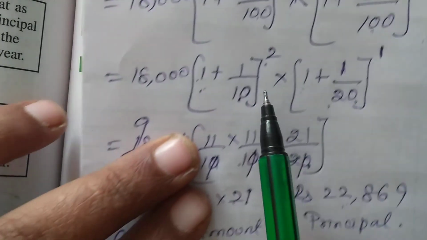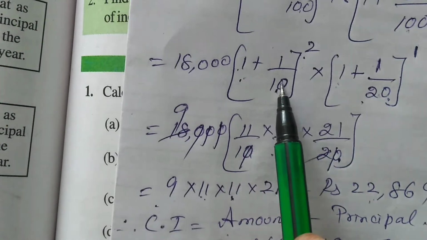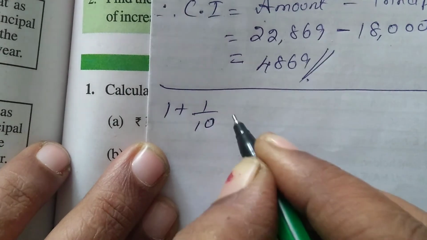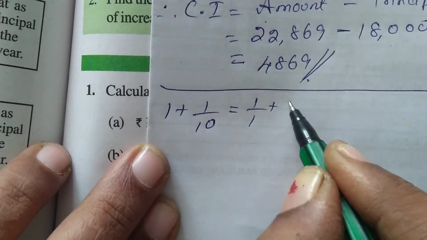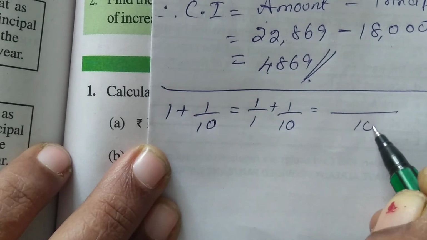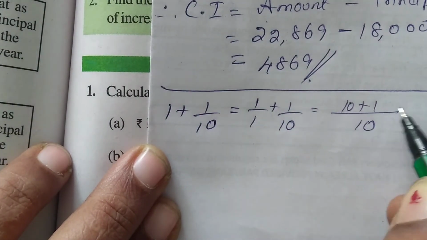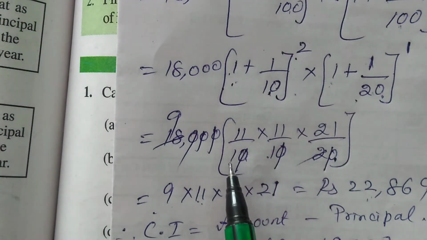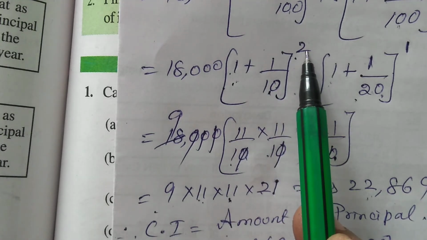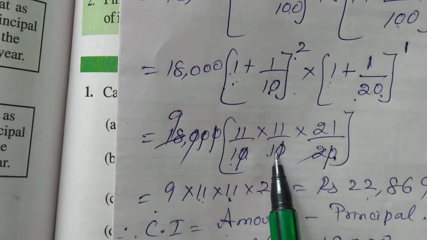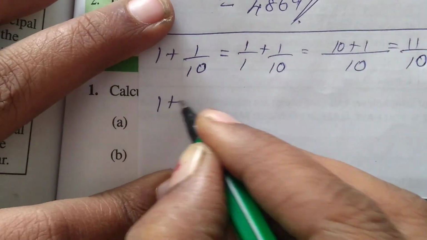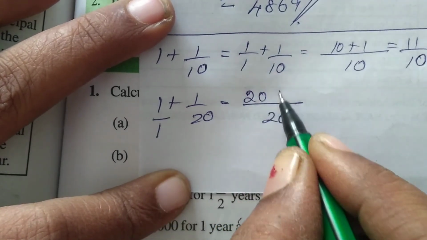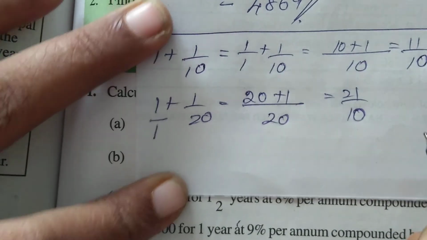So I will work it out and show you here. 1 plus 1 by 10 can be written as 1 by 1 plus 1 by 10, and we take the LCM 10. So we have 10 plus 1, 11 by 10. That is why this 1 plus 1 by 10 we got as 11 by 10, and here power 2, so it is multiplied 2 times. Similarly, 1 plus 1 by 20, LCM is 20, so it will become 20 plus 1, 21 by 20. That is what we got here. And we do the simplification and we get the answer.